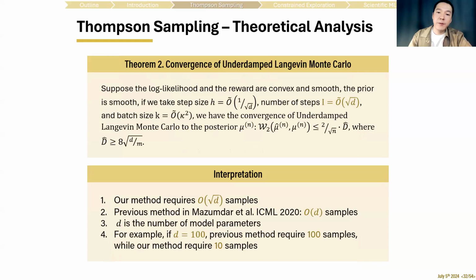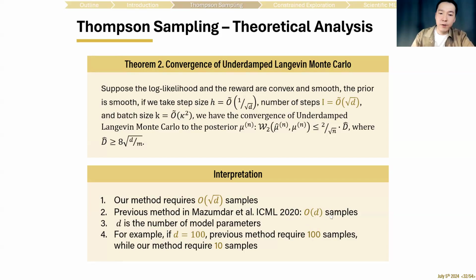But for approximate Thompson sampling, what we found is that it does not influence the convergence rate too much. That means it is safe to consider stochastic gradient to speed up the computation. And the key point here is that we proved we can use square root of d samples to avoid linear regrets, which is a significant improvement compared with previous works that use d samples. Here d is the number of model parameters.